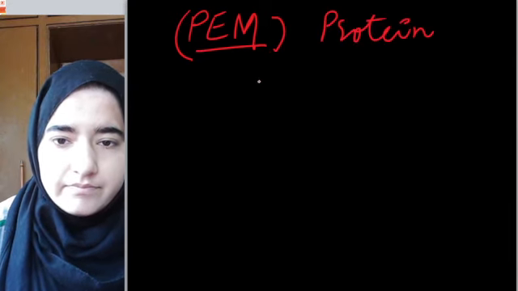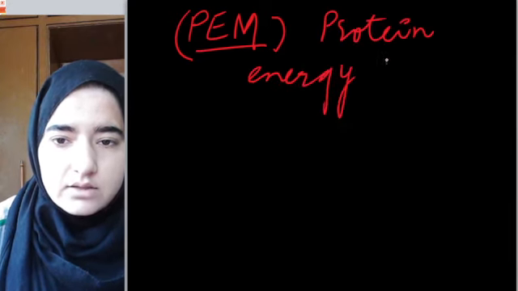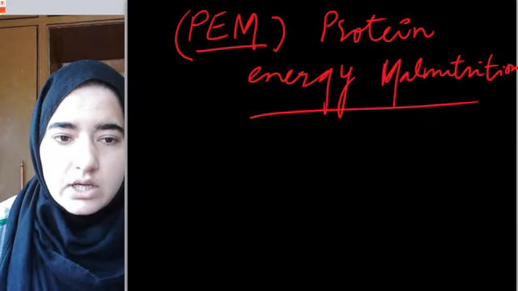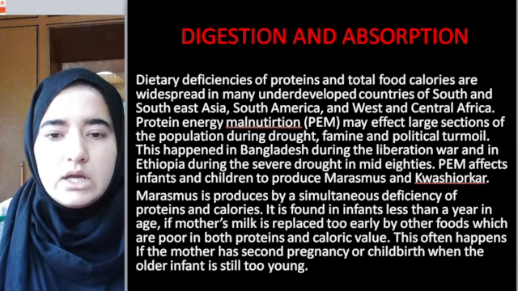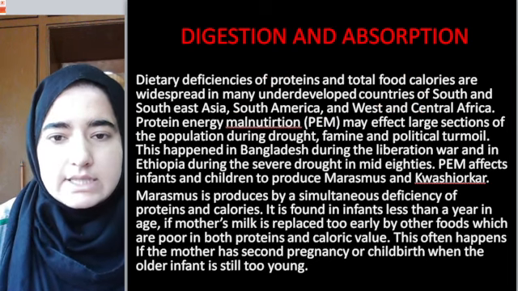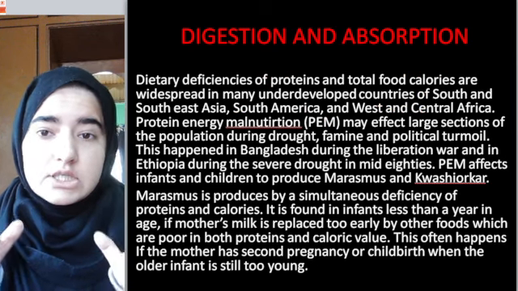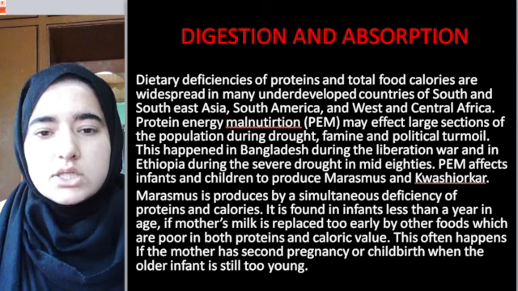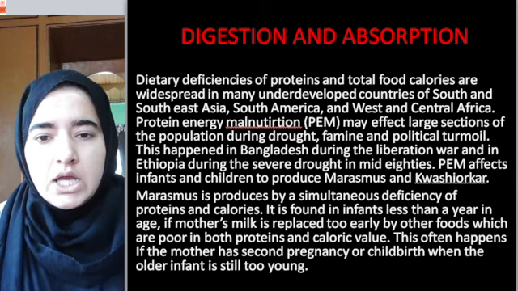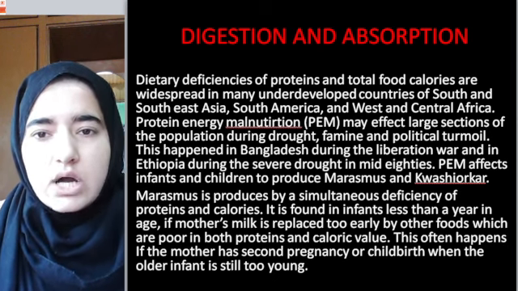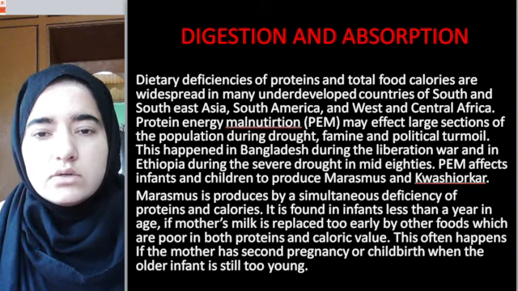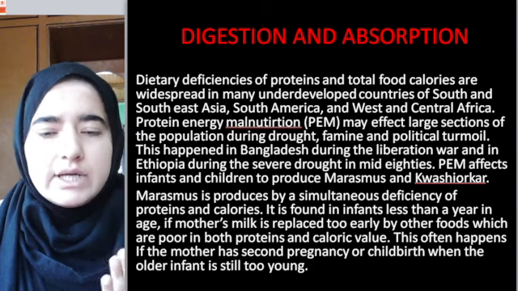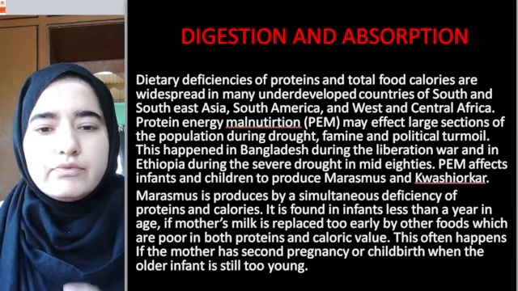Protein energy malnutrition. What happens in this? Basically, there's deficiency of both protein and energy. In these disorders, those persons who undergo PEM, protein energy malnutrition, definitely have deficiency of proteins or total food calories.